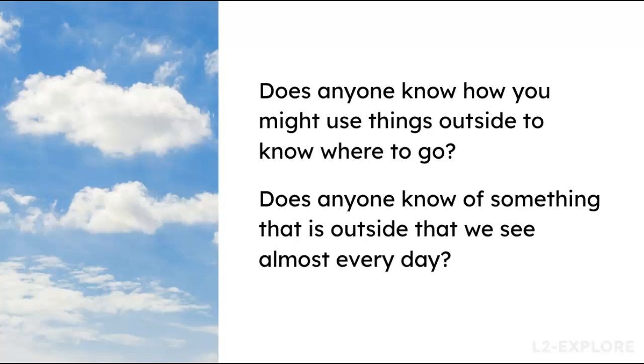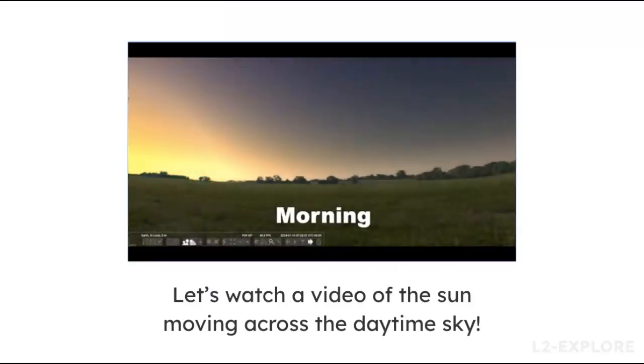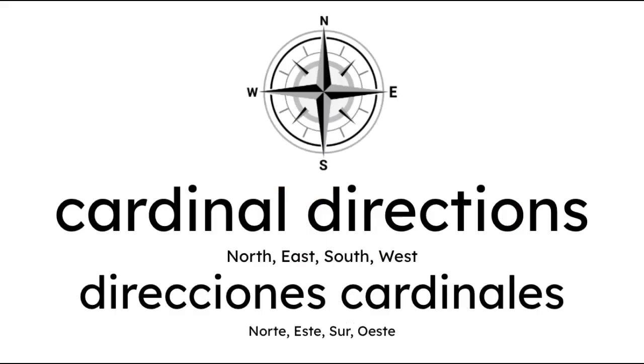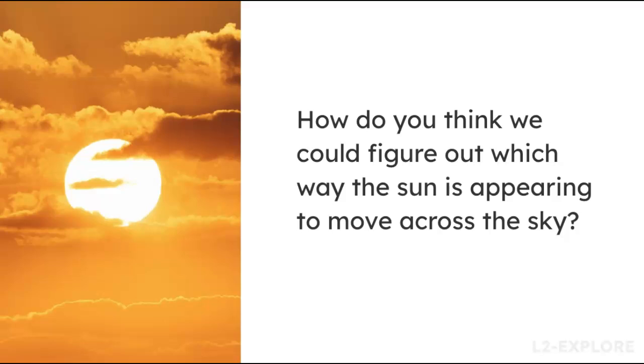For the explore portion of the lesson, you'll ask students if anyone knows how you might use things outside to know where to go. You'll then show students the video of the sun moving across the daytime sky and ask questions about what they notice and what might help them find their way around. You'll discuss the 4 cardinal directions. You can then take the opportunity to post and discuss the cardinal directions vocabulary card. You'll ask students how they think they could figure out which way the sun is appearing to move across the sky.